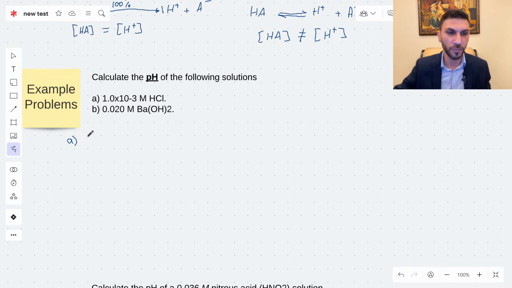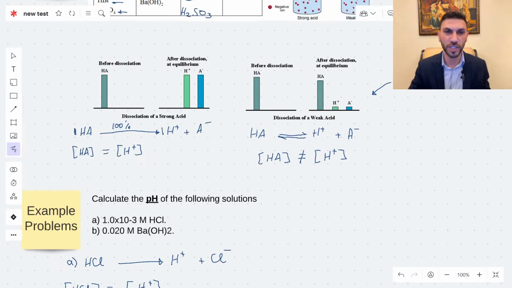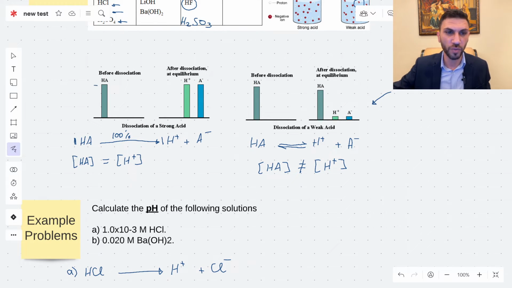So let's do it. We're going to write the equation. HCl completely dissociates, with one arrow. It's not a reversible reaction, and it will give you H positive plus Cl negative. Now, the concentration of HCl before equals the concentration of H positive after the dissociation. As you can see here, the concentration of HCl, which is a strong acid, equals the concentration of H positive.